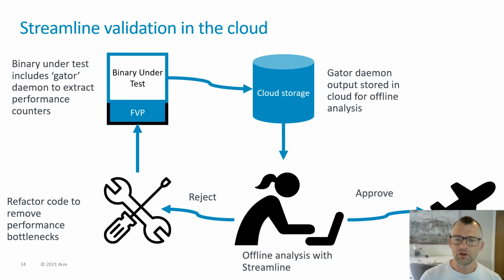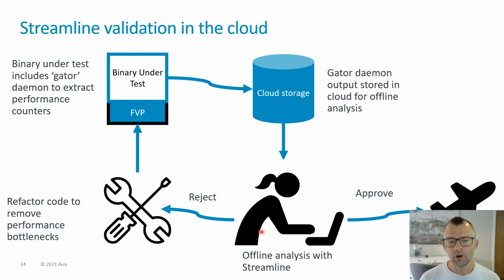But what we can also do is validation within the cloud as well. So we can start to use tools like ARM's Gator daemon to extract runtime information from the workloads. And then you start to put developers in the loop who would do the analysis of the virtual platform operation, so we can have a good level of confidence that it's going to do actually what we want it to.